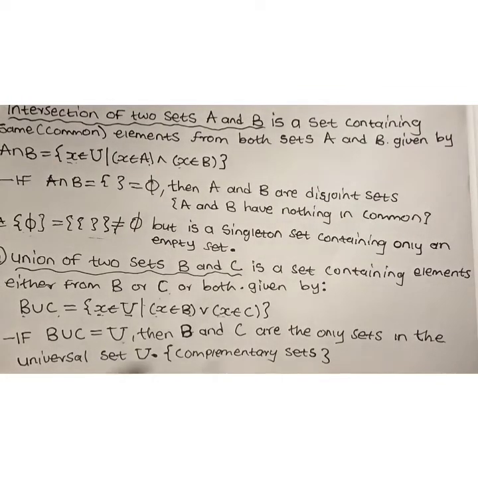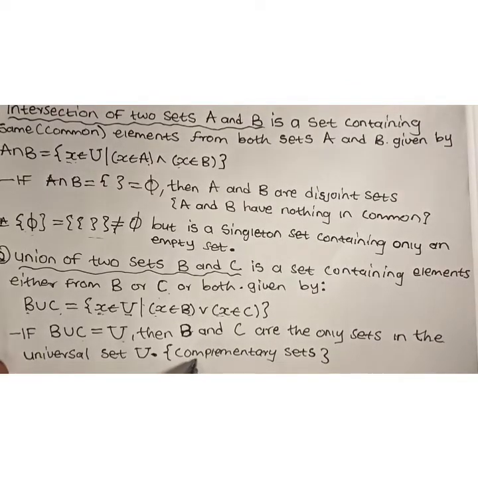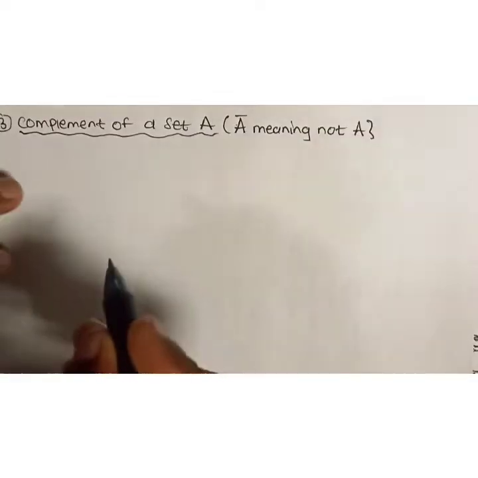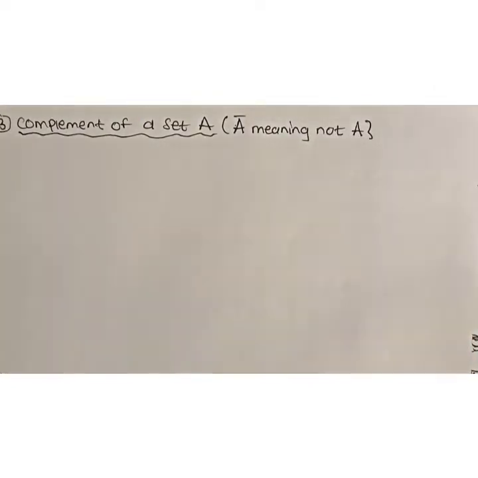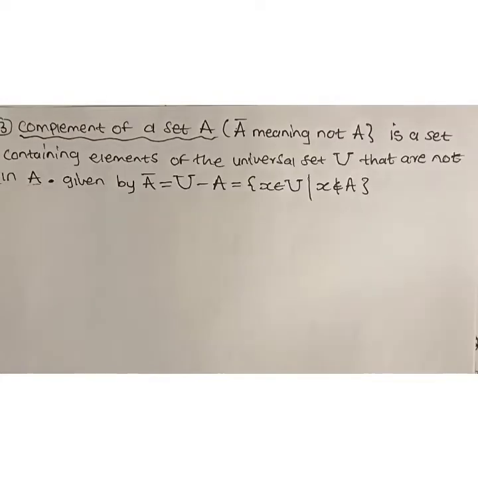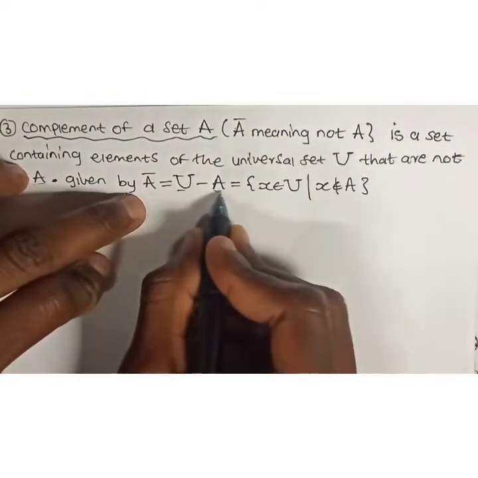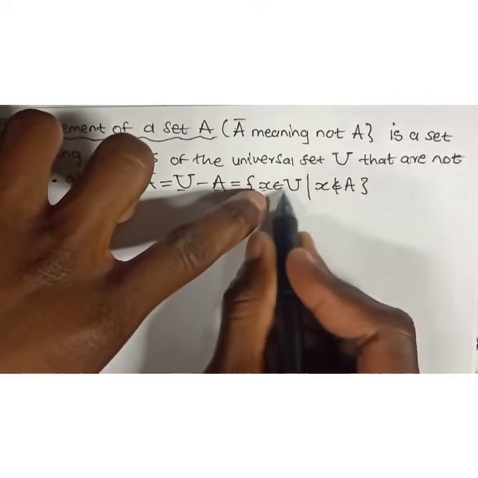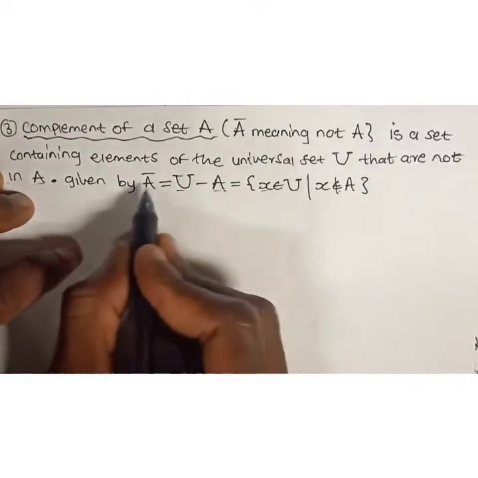And so, for you to understand what we mean about complementary sets, let's first define complement of a set. Complement of a set A, A complement, meaning not A, is a set containing elements from the universal set that are not in A, given by A complement, which is the universal set minus A. So it is given by X an element of the universal set such that X is not in A. X is actually in A complement.